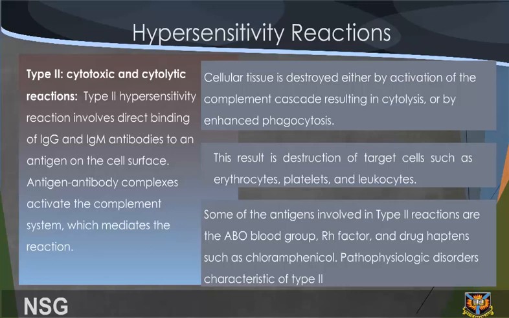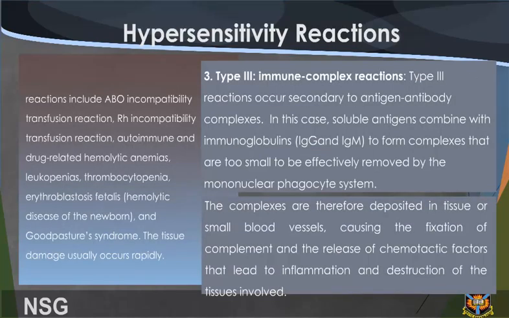Some of the antigens involved in type 2 reactions are the ABO blood group, Rh factor, and drug antigens such as chloramphenicol. Pathophysiologic disorders characteristic of type 2 reactions include ABO incompatibility transfusion reaction, Rh incompatibility transfusion reaction, autoimmune and drug-related hemolytic anemias, leukopenias, thrombocytopenia, erythroblastosis fetalis, hemolytic disease of the newborn, and Goodpasture syndrome. The tissue damage usually occurs rapidly.